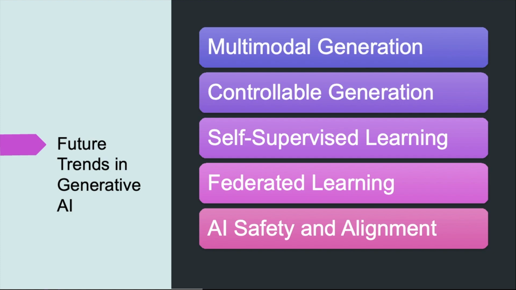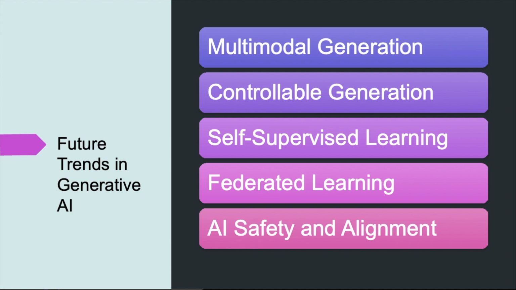Next, we have self-supervised learning. It's not supervised learning, it's self-supervised learning. Leveraging self-supervised learning techniques where models learn from unlabeled data can lead to more efficient and scalable training of generative AI models. For example, self-supervised learning has been used to train language models like Word2Vec, improving their performance on downstream tasks.